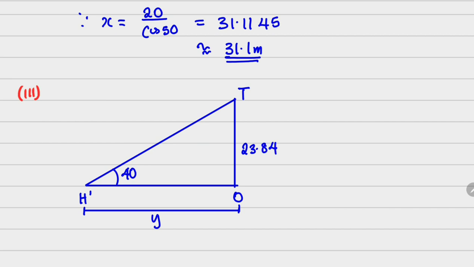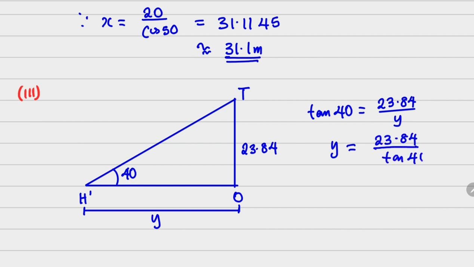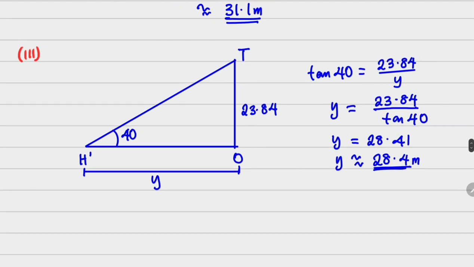So this is going to be 23.84. Now, using SOHCAHTOA, I can see that I have tan 40 will now be equal to 23.84 all over y. Cross multiplying and rearranging, we find out that y is equal to 23.84 all over tan 40. So my y will now be equal to 28.41. So y is approximately 28.4 meters.